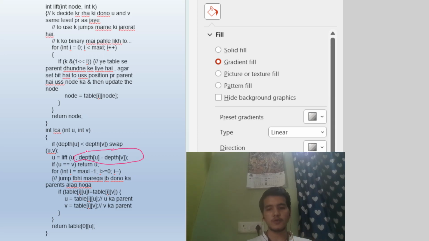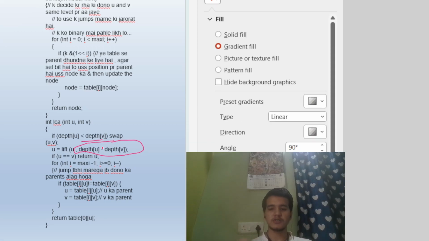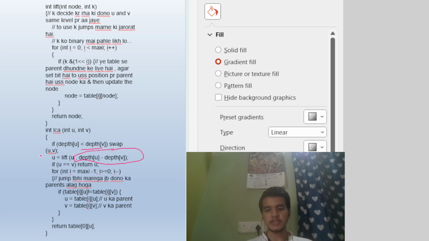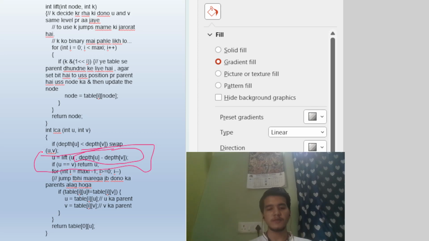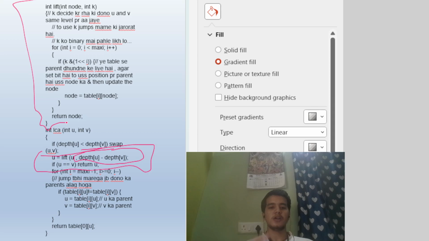So let's say we have two nodes U and V. If the node U is at more distance than the node V, we will swap them accordingly. Now this is the value K, that is how much deeper U is than V, so that we can get both the nodes at the same level. After that, this is the lifting method that I have taught you: if the value of K is 3, then we will break it into bits 1 1 and move accordingly.